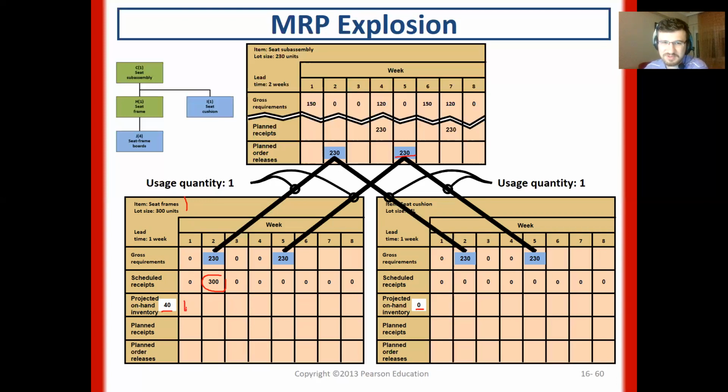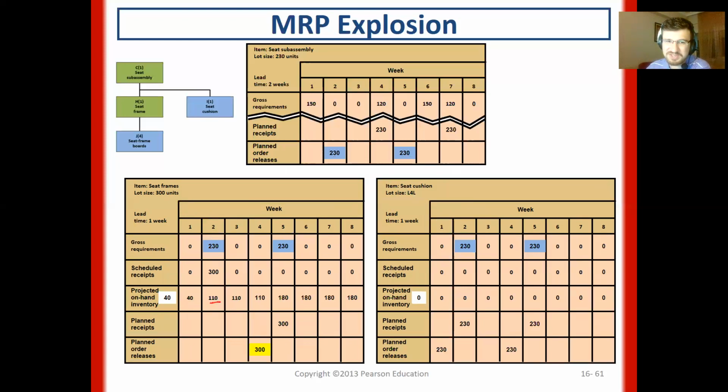40 will be available at the beginning of week 1. So this one is not enough to meet this demand. However, 300 units will be received at the beginning of week 2 because we gave that order in advance. So after using that one and this inventory, the remaining inventory will be 110: 300 plus 40 minus 230, 110. No requirements, no scheduled receipts, so inventory will be the same.